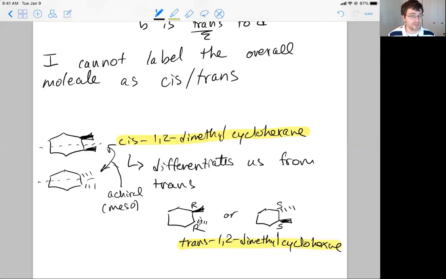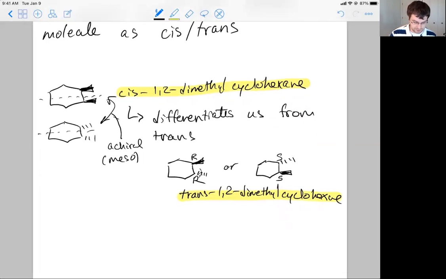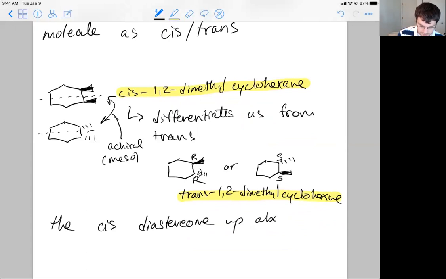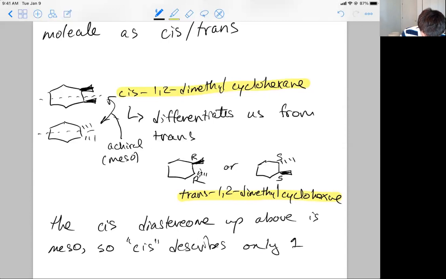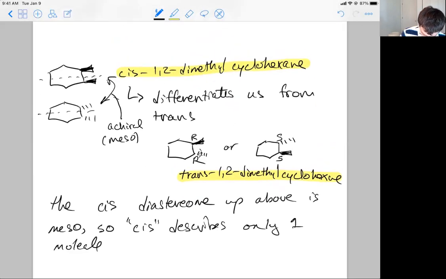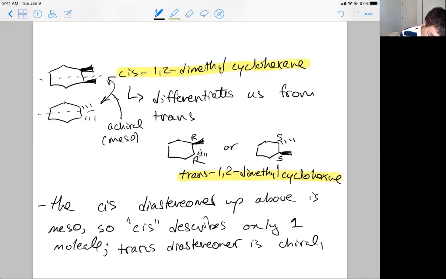So when you have the cis isomer, the cis diastereomer, the difference between cis and trans are diastereomers. The cis diastereoisomer up above is meso. So cis describes only one molecule. Whereas the trans, I should include my R in here, the trans diastereomer is chiral. And so trans describes two molecules.